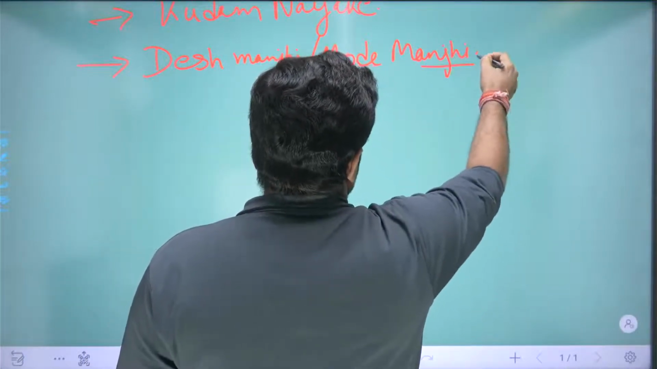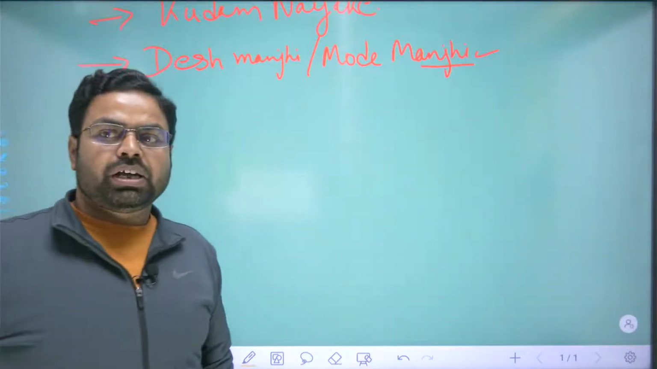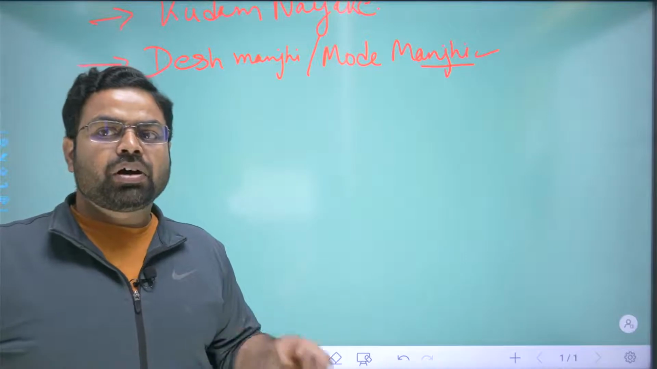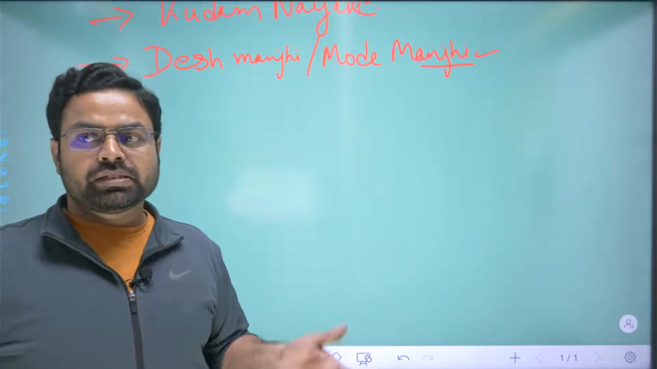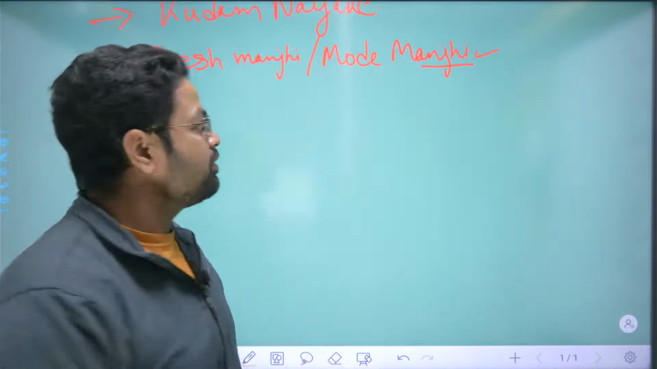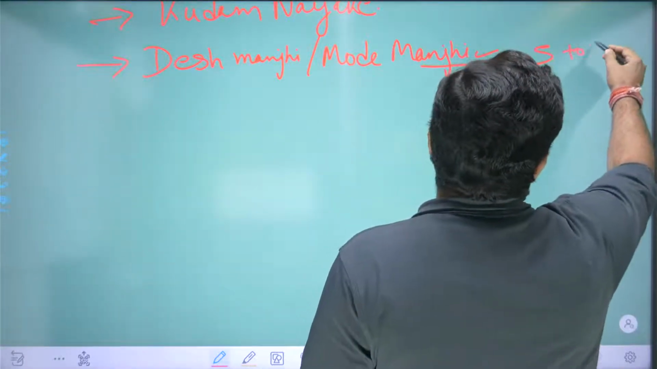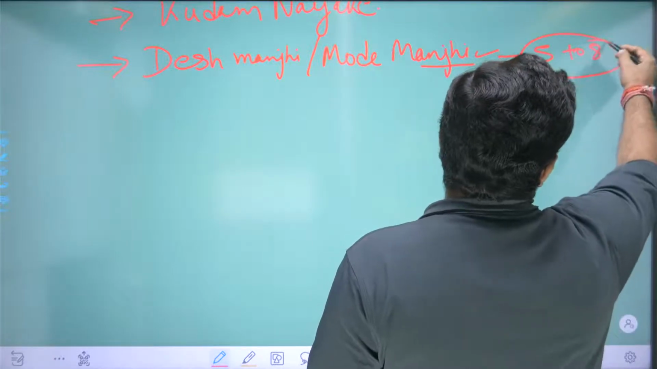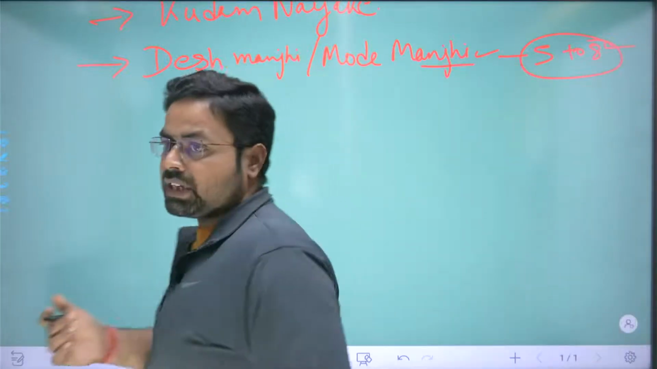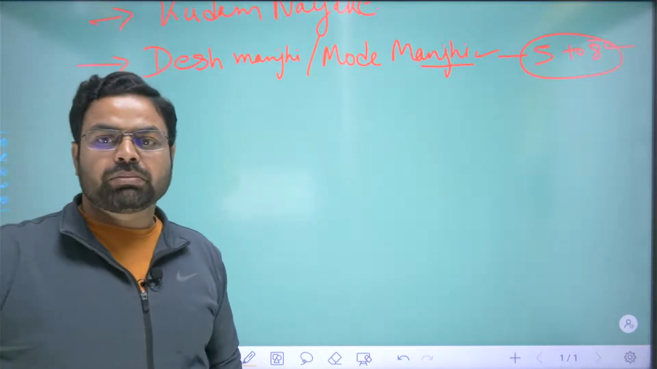So the Des Manjhi or the Mode Manjhi was a group of the Manjhis, that is the group of the village headmen of 5 to 8 villages. Here a group of the officials of the 5 to 8 villages were there, who used to be called the Des Manjhi or Mode Manjhi.